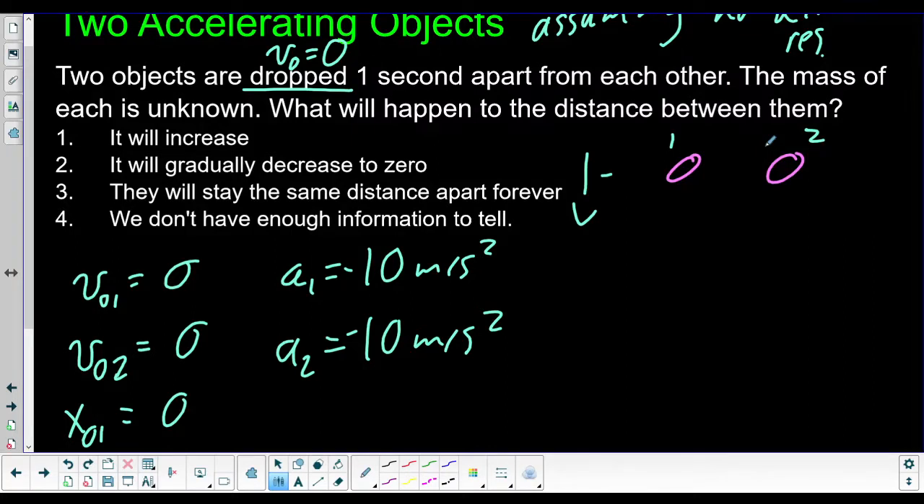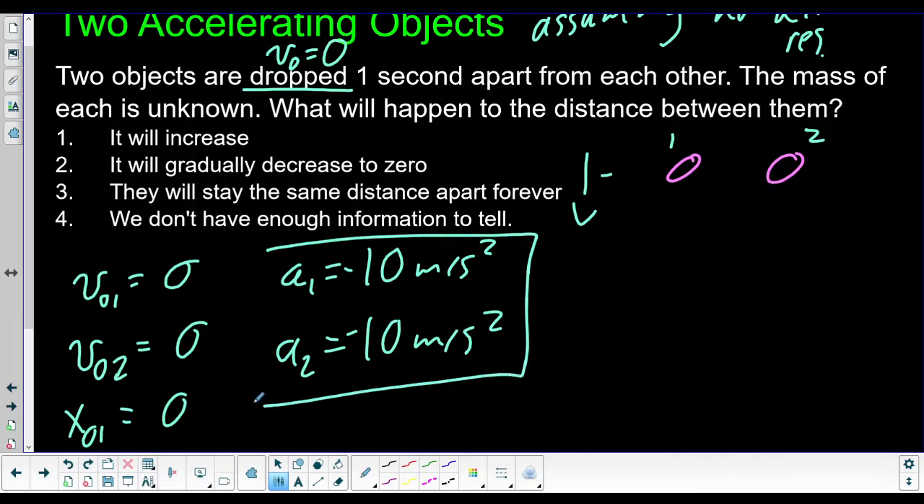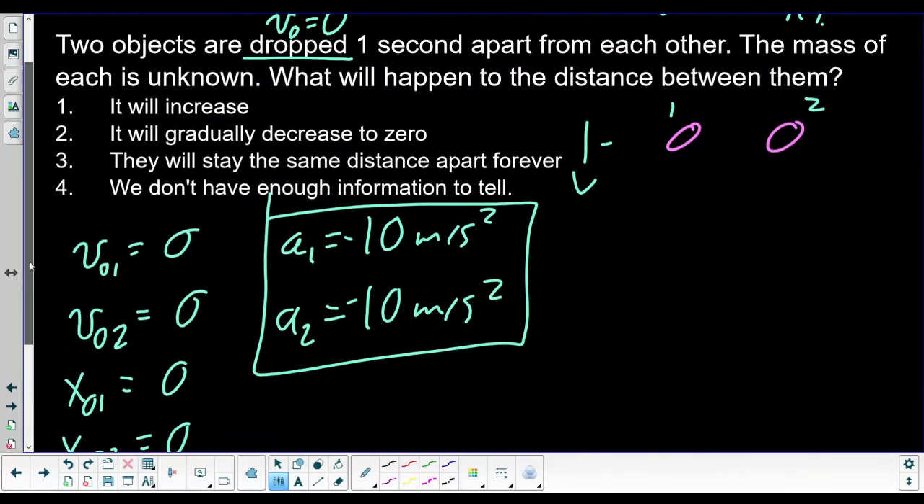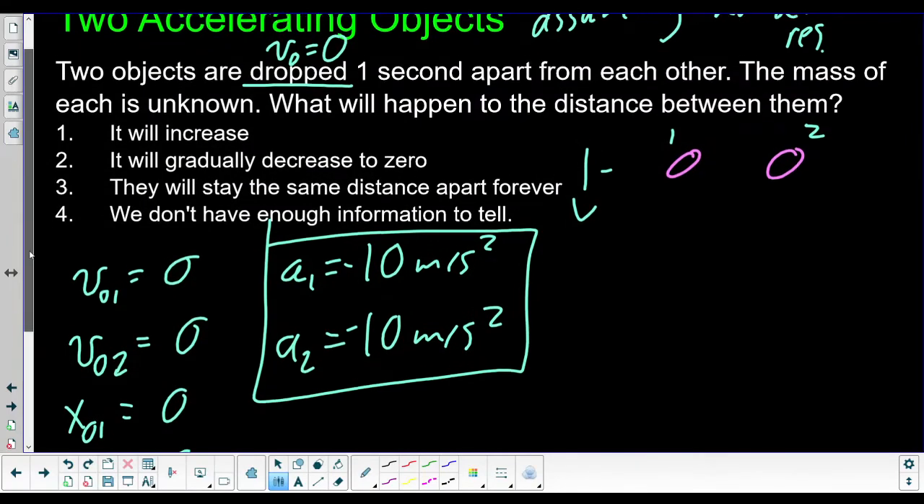Another important thing, it says the mass of each is unknown. This property of free fall does not depend on mass. Bowling balls and feathers fall with the same acceleration as long as they're in vacuum. So we're going to assume that this mass is maybe not super duper important. We'll come back and talk about it, but let's just go with what we have. Okay. So let's do a graphic approach.